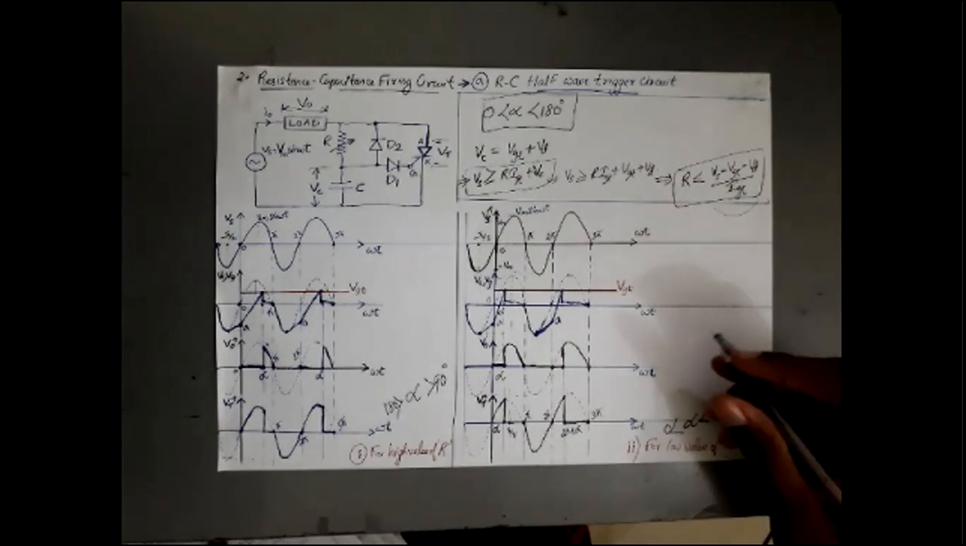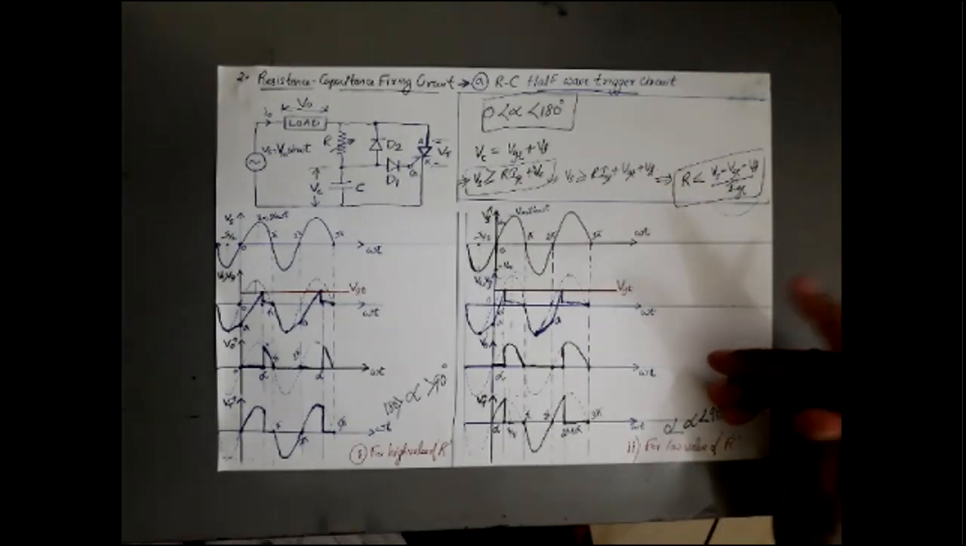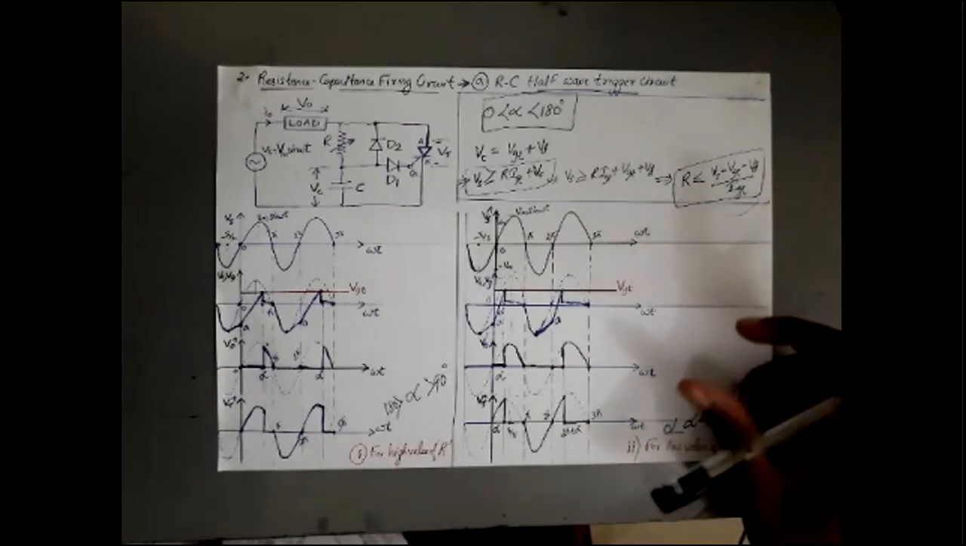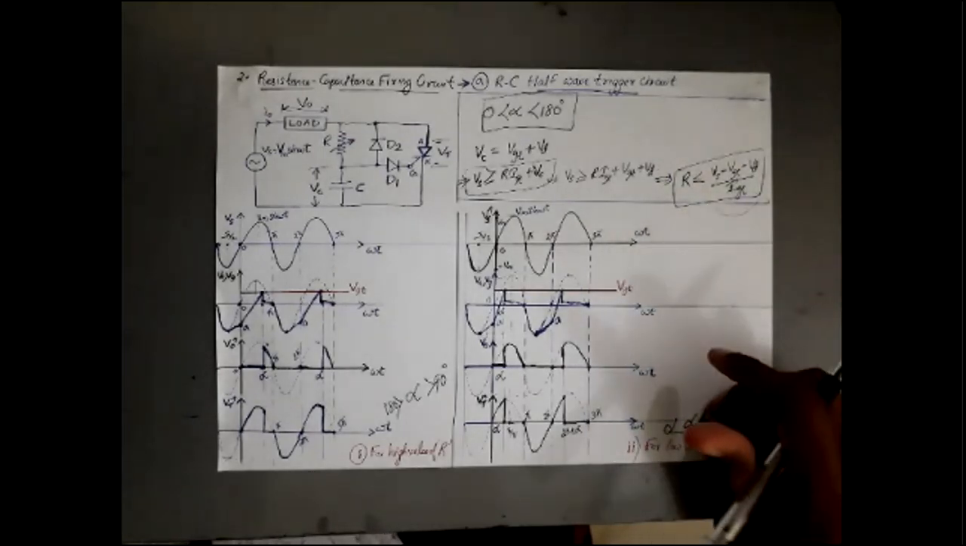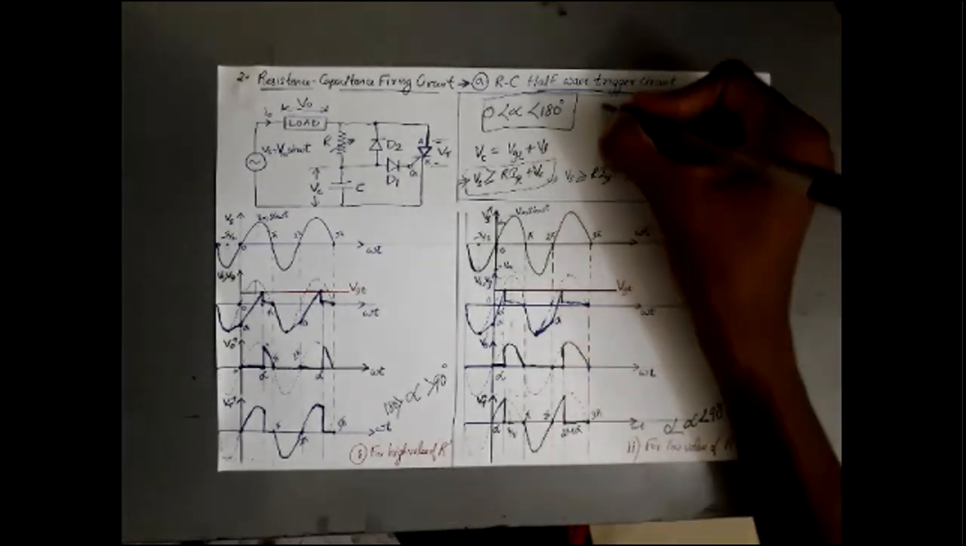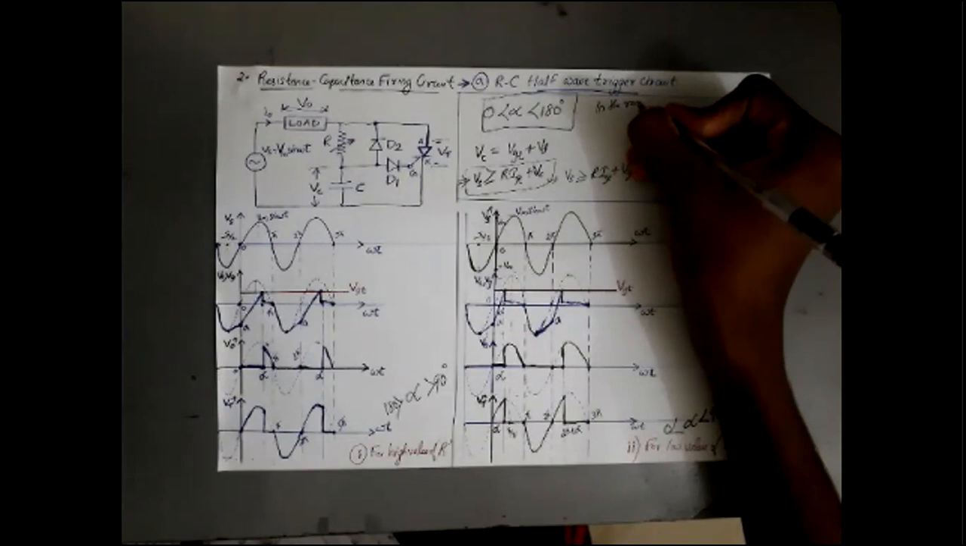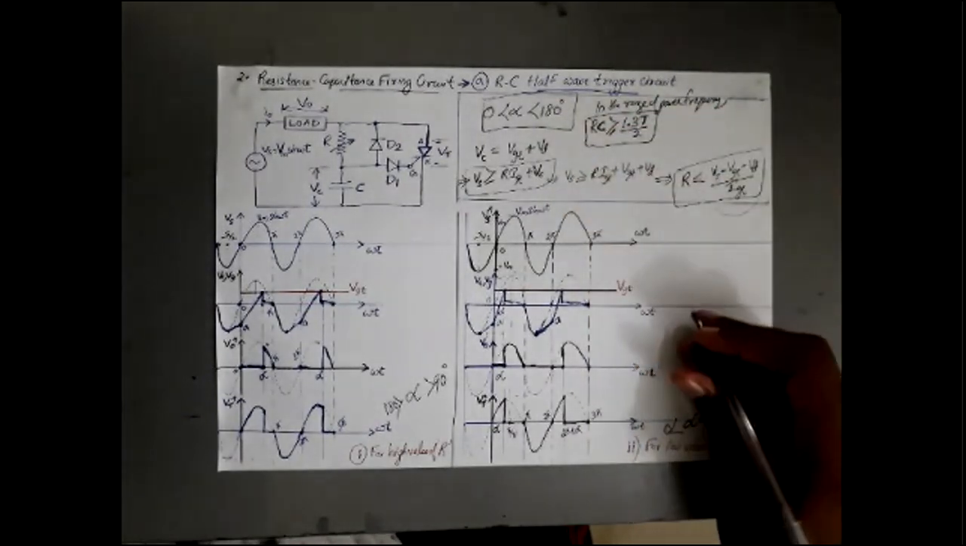And in order to find the value for capacitance, we have a relation for the RC half wave trigger circuit, that is in the range of power frequencies, my RC value should be greater than or equal to 1.3 times T by 2. What is T? Time period of the applied voltage Vs.